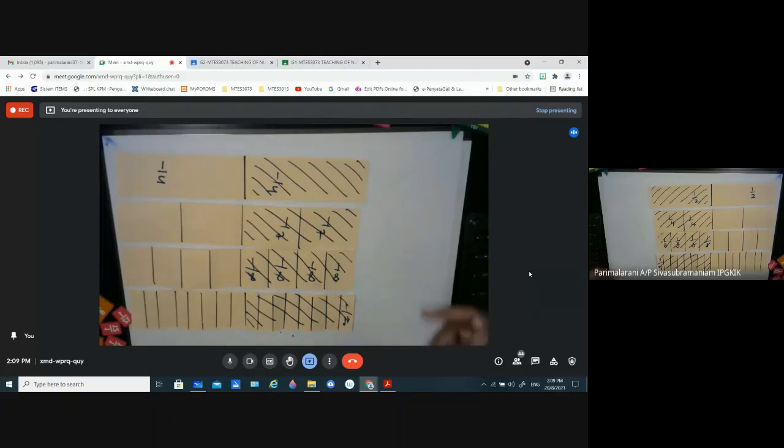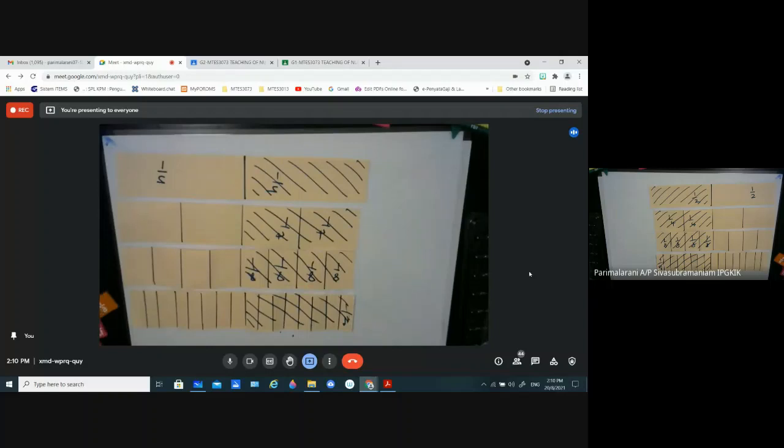So from here students can develop the algorithm for equivalent fractions. We need to show them like this so that they can understand conceptually and they don't just memorize how to find equivalent fractions. Once they understand, they remember for life.